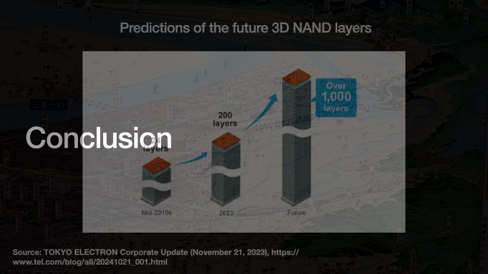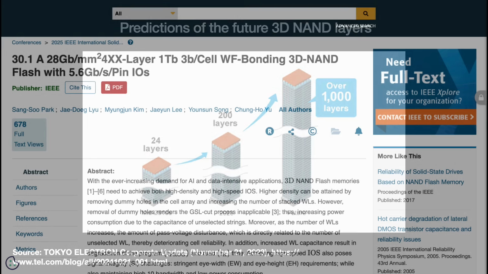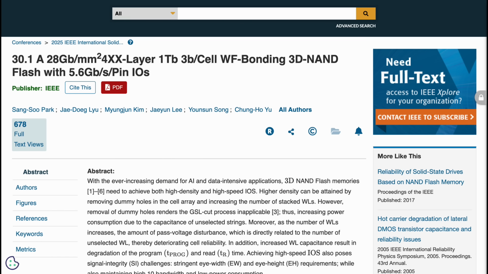NAND can never replace DRAM. DRAM is just faster and does not wear out. But the hard disk drive? As of this writing, HDDs still have the best cost per bit thanks to new innovations like HAMR. But the SSD is raising density at a far faster rate.